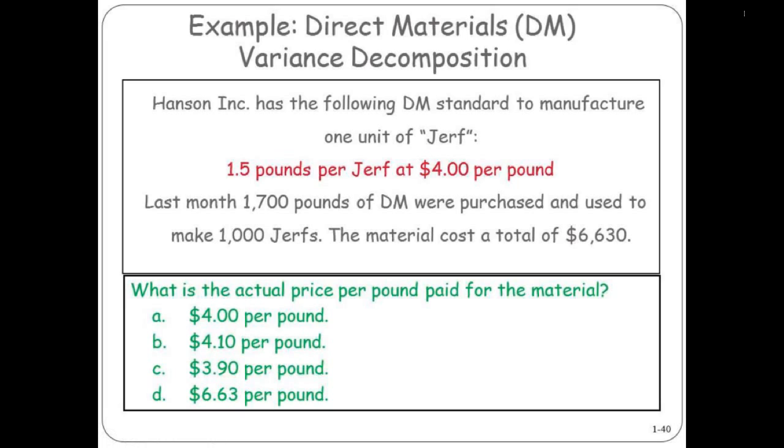Hansen Company makes a product called Jerf. Their standard costing system tells them they need 1.5 pounds of stuff to produce jerf. And that stuff costs $4 a pound.